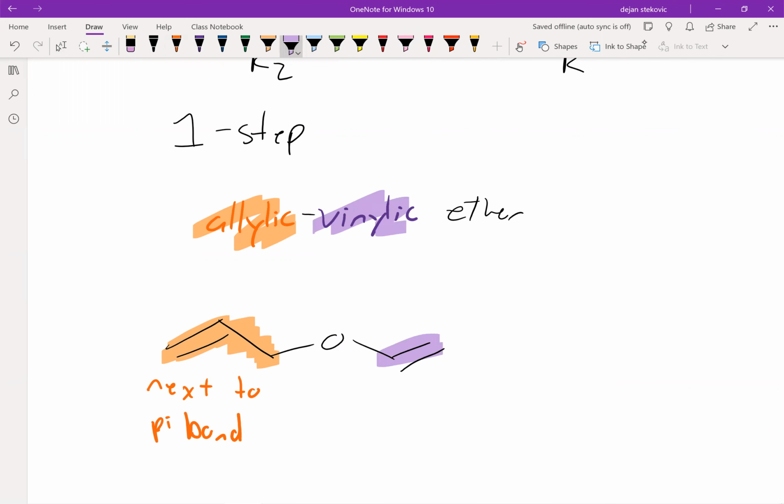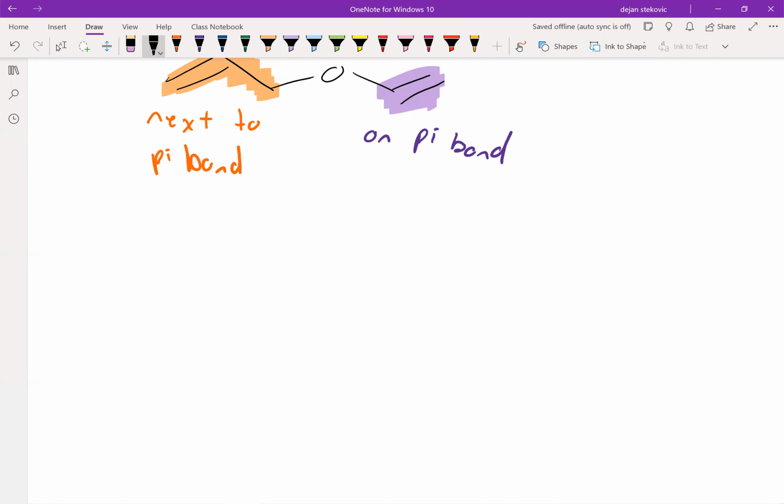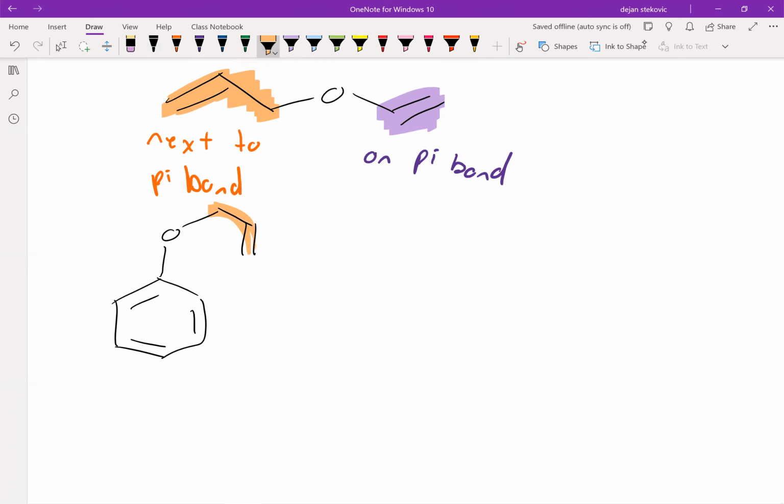Whereas the vinylic means that it's directly attached to the pi bond. So we'll say on pi bond. This is relatively common with benzene rings. So if we've got a benzene ring and something like this, you'll notice that we have the motifs, right? We have the allylic part right here, the vinylic part right over here. I'm going to move this pi bond over here. It's the same thing though, but just for clarification. Right, that one over there.